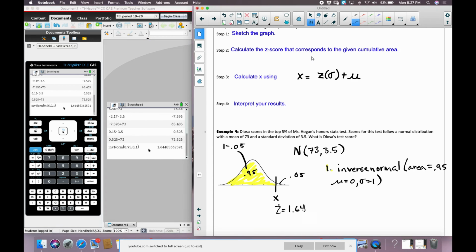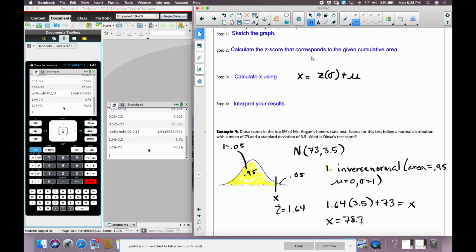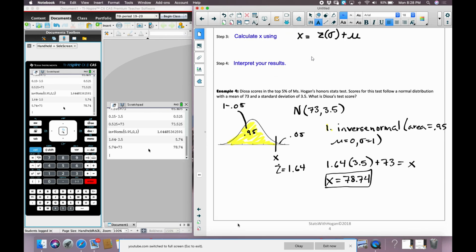Now I need to translate that z-score into an actual x value. So 1.64 times 3.5 plus 73 will get me that test score that I want. So that'll be 78 point, yeah, that's right? Yeah, all right, x equals 78.74. All right, now this is a word problem, so this is where interpretation becomes important. So I'm gonna interpret my results.